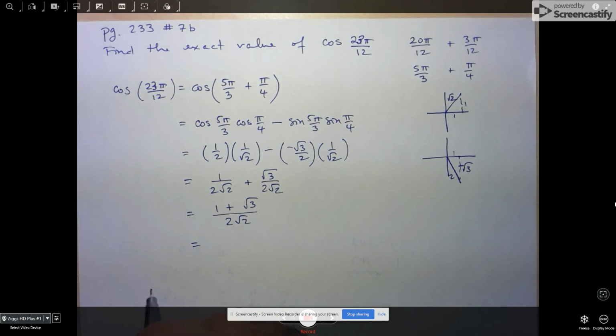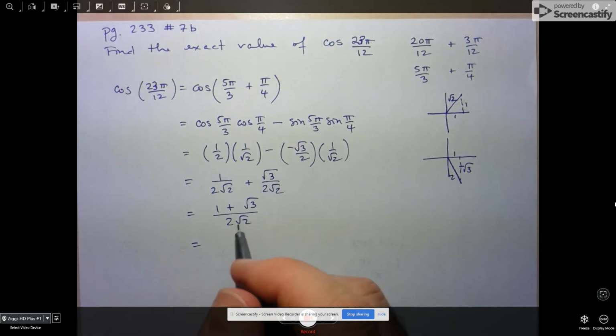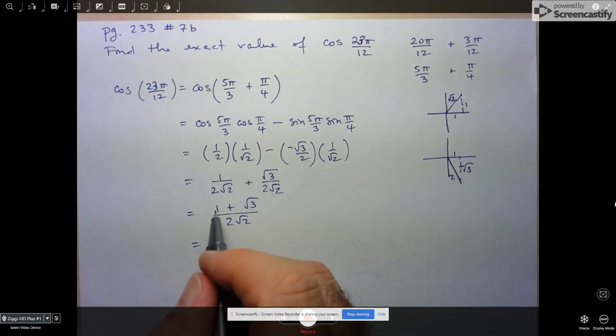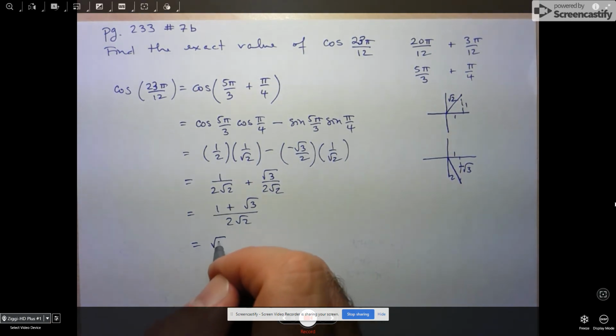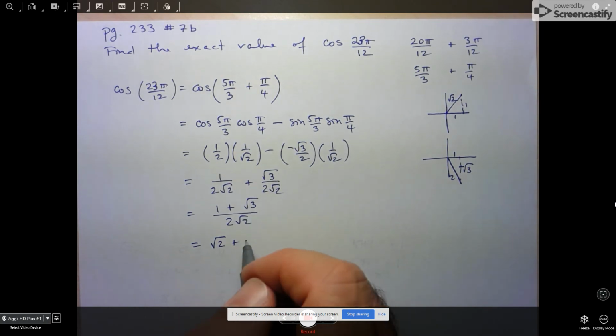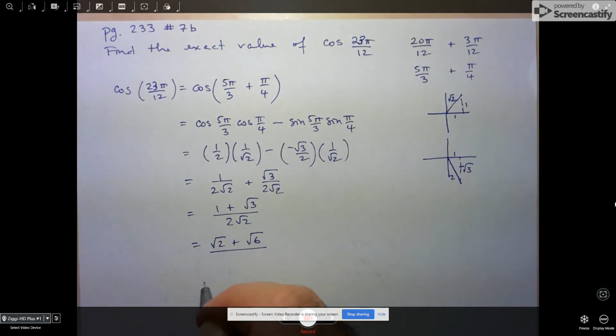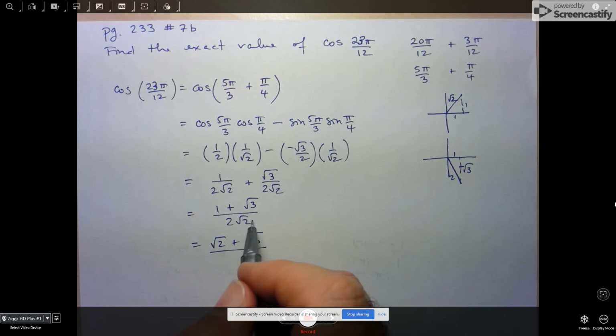And if I want to simplify that by rationalizing the denominator, I'll multiply numerator and denominator by root 2. So here I have to distribute. So 1 times root 2 is root 2, plus root 2 times root 3 is going to be root 6, all over, and root 2 times root 2 is 2, times the other 2 here is just going to be 4. And there's my final answer.